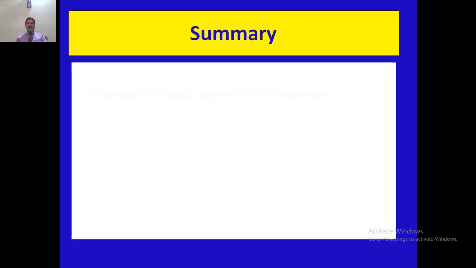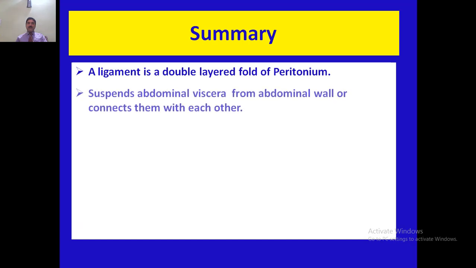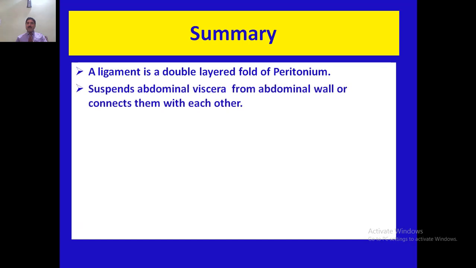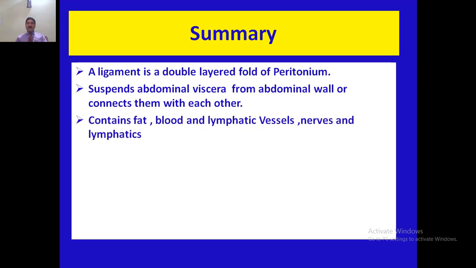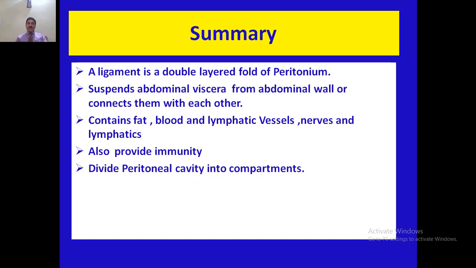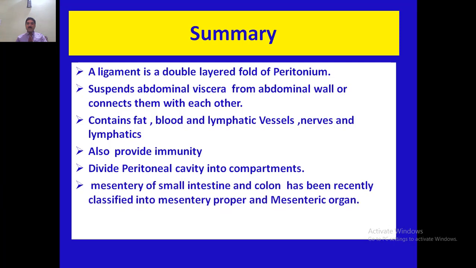I want to summarize my lecture as follows: a ligament is a double-layered fold of peritoneum. It suspends abdominal viscera from the abdominal wall or connects them with each other. These double-layered folds of peritoneum contain variable amounts of fat, blood and lymphatic vessels, nerves and lymphatics. They also provide immunity. They divide the peritoneal cavity into compartments, as is true of this transverse mesocolon, which divides the peritoneal cavity into supra and infracolic compartments.